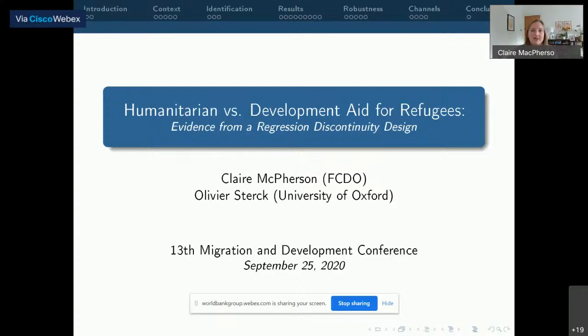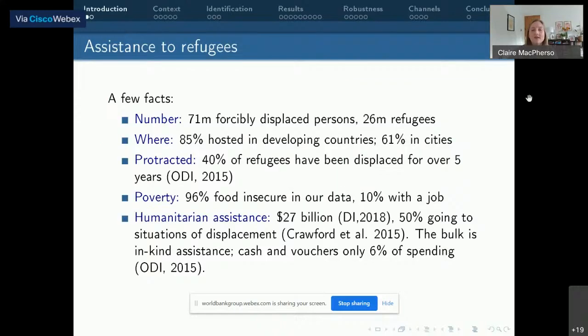The broad question we address in our paper is, what's the best way to assist refugees? As many of you will know, the number of refugees has been on the rise globally. Most refugees are hosted in low and middle income countries and usually in neighbouring countries. While globally the majority of refugees now live in cities, the trend is different in Africa, where most refugees live in camps and are usually stuck in protracted situations for many years.